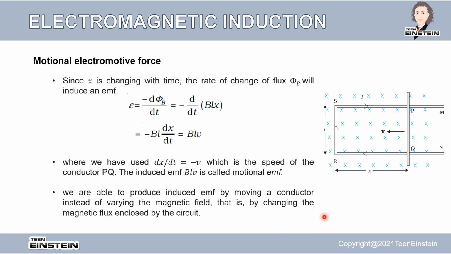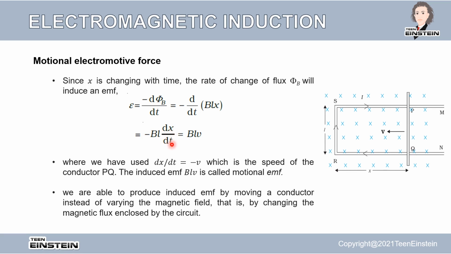Now let's see what happens. Since X is changing with time, the rate of change of flux phi B will induce an EMF. Now epsilon equal to minus d phi B by dt, which is equal to minus d by dt of BLX. Now B is not changing. L is this length which is constant, so L is not changing. So let's take it out of the differentiation sign. Now what we have is minus BL dx by dt.